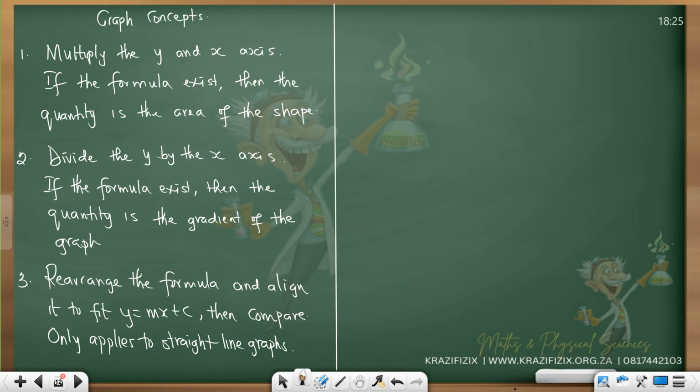Multiply the y and the x. If the formula exists, then the quantity is the area of the shape. While you're writing, I'm going to be busy here, drawing different graphs. We're just going to look at different scenarios, be prepared for anything.